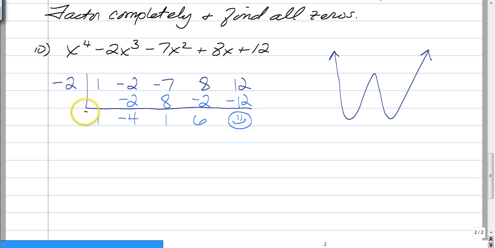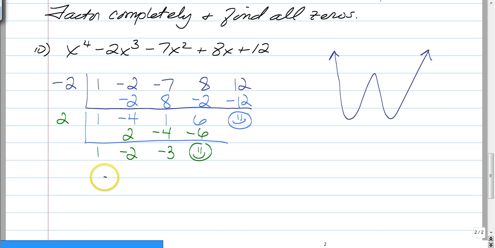So what we're going to do is just use another big L. And we need to type that into the graphing calculator and find another zero we want to work with, which you would get 3. But I'm just going to pick 2. We're going to drop the 1. 2 times 1 is 2. -4 and 2 is a -2. And we're going to multiply that to get a -4. Add those together, we get a -3. 2 times a -3 is a -6. And no remainder, which is good.